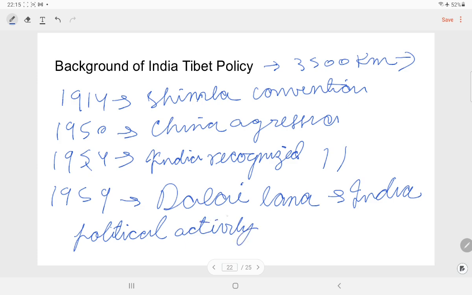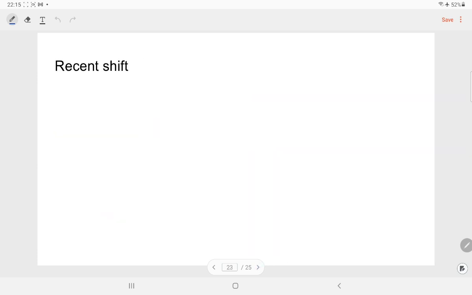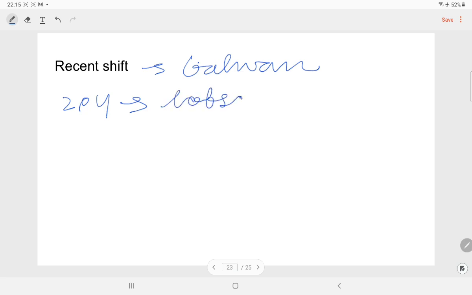But now we can see a recent shift in the India China, or we can say India Tibet relationship, because in the event of increasing tension around Galwan Valley, India shifted its approach towards Tibet. The Indian government actively engaged the Dalai Lama in public forums. For example, in 2014, Prime Minister Modi invited the head of the Tibetan government in exile, Lobsang Sangay. The name is not important, but just for perspective, we are saying that.